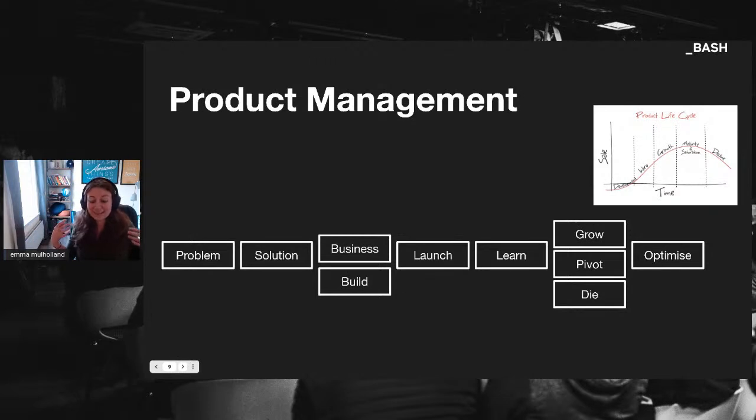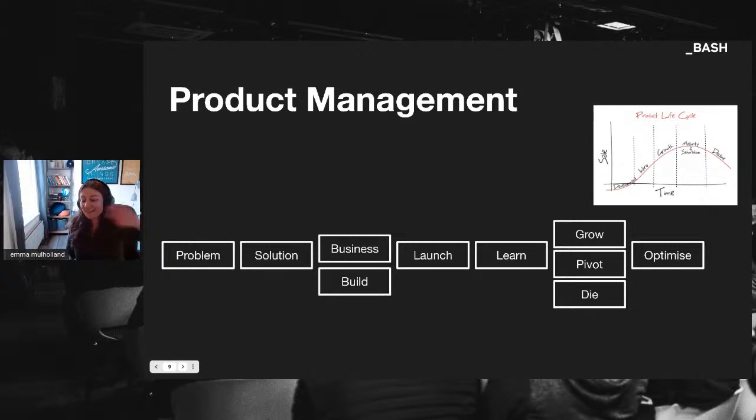So I think it's really interesting to think about all of the things that are happening. It's not just writing user stories and building things with engineers. You're thinking about everything from pricing models and marketing strategies and the whole thing end to end.